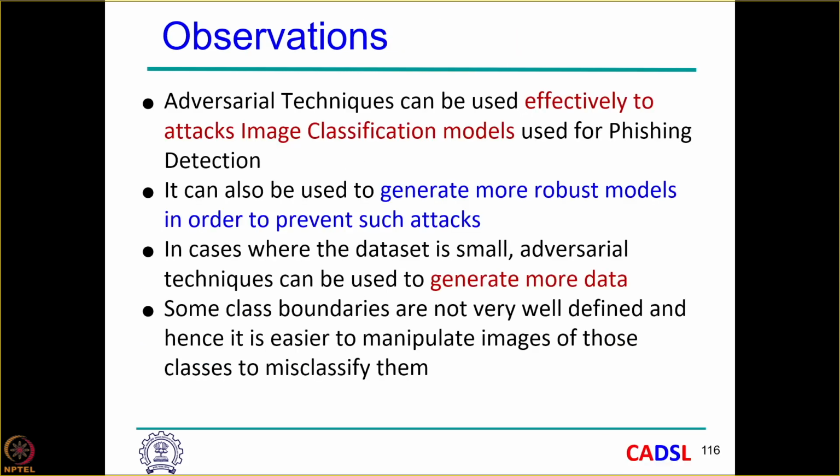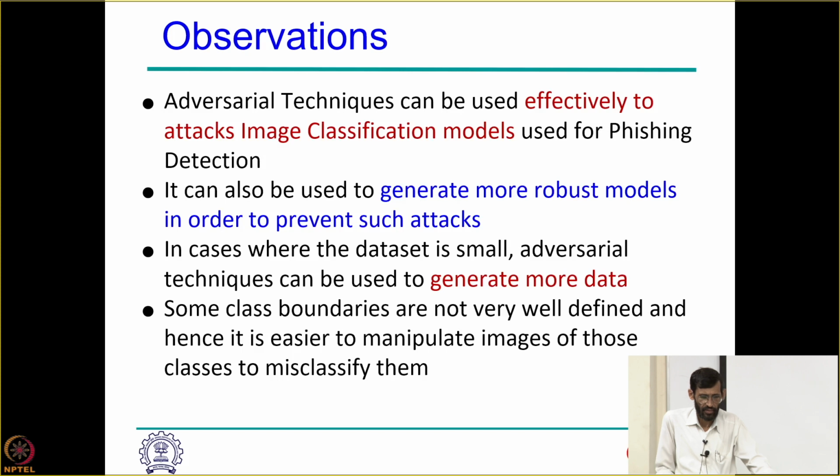The observation was that adversarial techniques can be used effectively to attack image classification models used for phishing detection. They can also be used to generate more robust models. As I said, it can be used on both sides. The issue with AI is that it is used by hackers as well as by defenders. Now the question is who can go forward, and who can have more return on investment, and most of the time the defenders have more return on investment. In that case they are investing more.